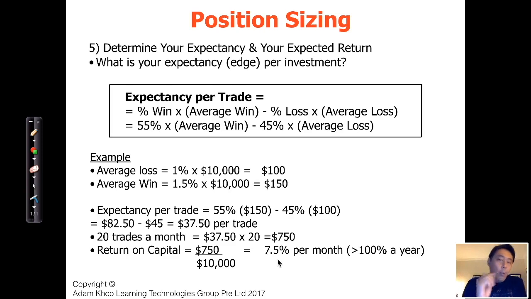Now, the other thing you can do is as you get more experience, you risk more than 1%. You risk 2% or 3%. And again, if you risk 3%, what happens? Your return per month from 7.5% will triple to over 16% a month, and it compounds from there.